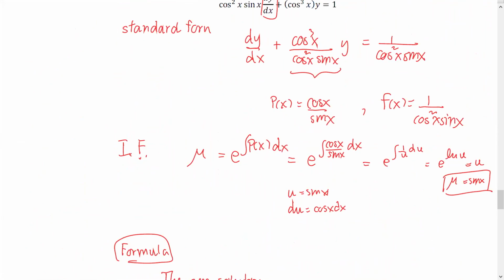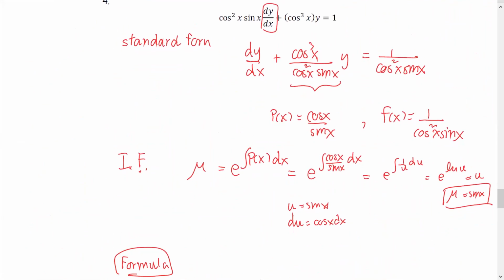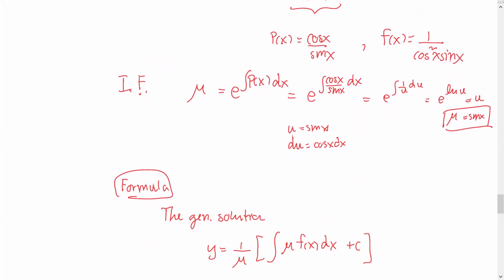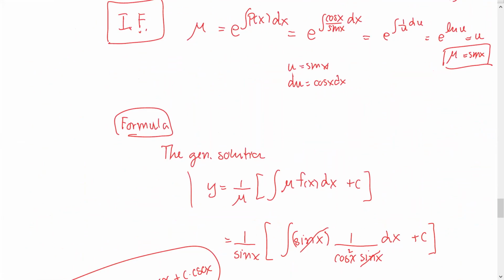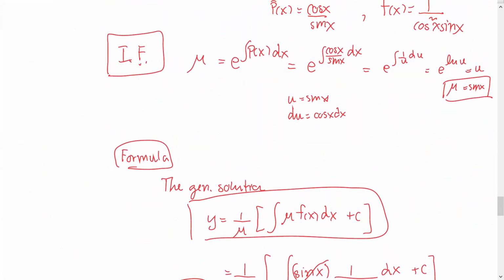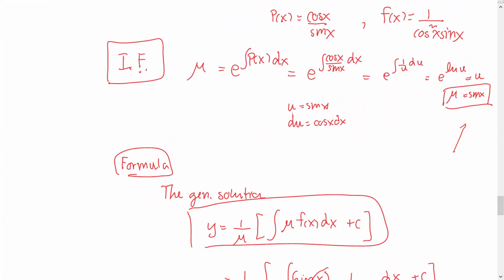All the problems you have done follow the same routine. Number 1, keep it in the standard form and identify P(x) and f(x). Number 2, find the integrating factor. And number 3, plug into the formula to find the general solution. Make sure you get the right mu, the right integrating factor. If you get the wrong one to begin with, you are wasting your time.